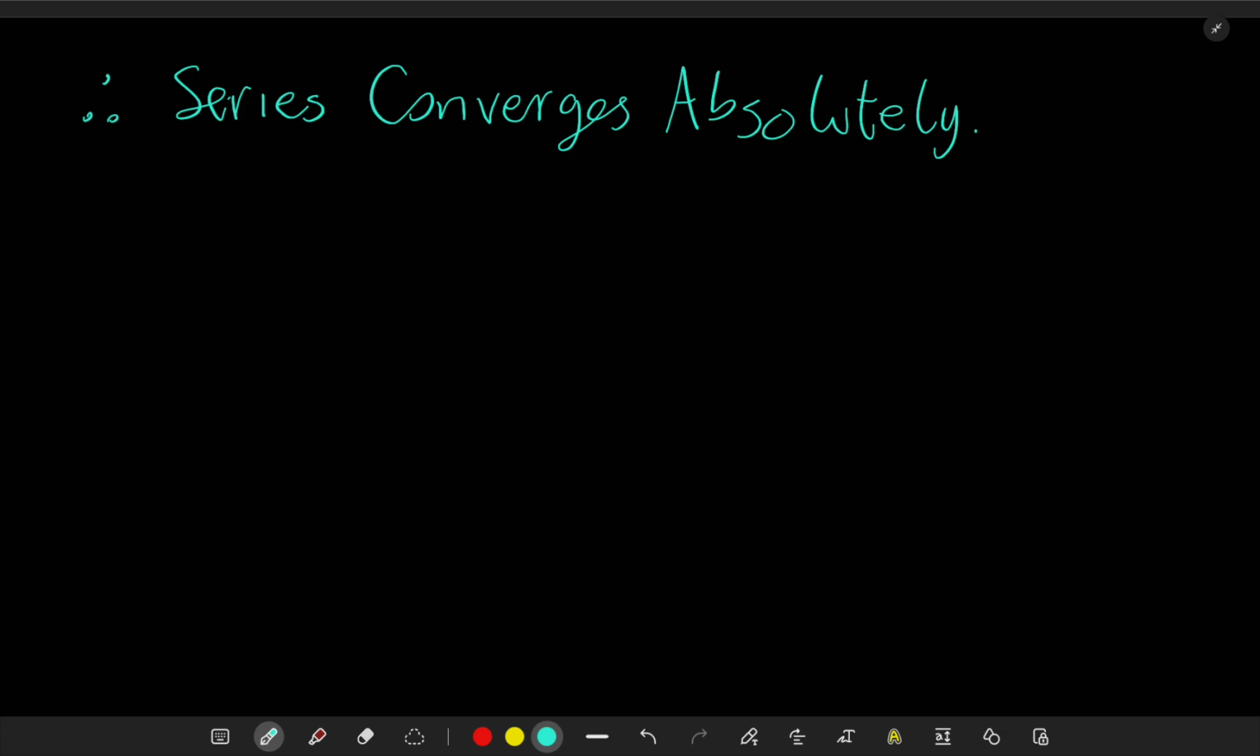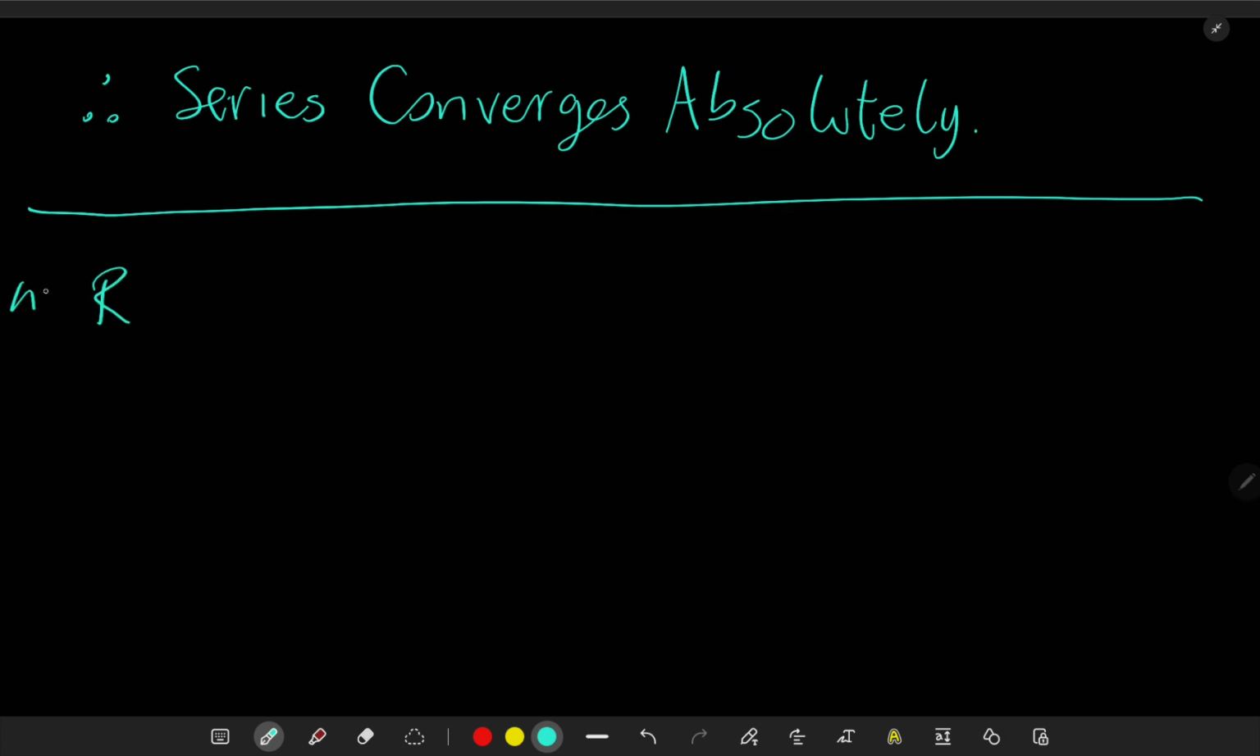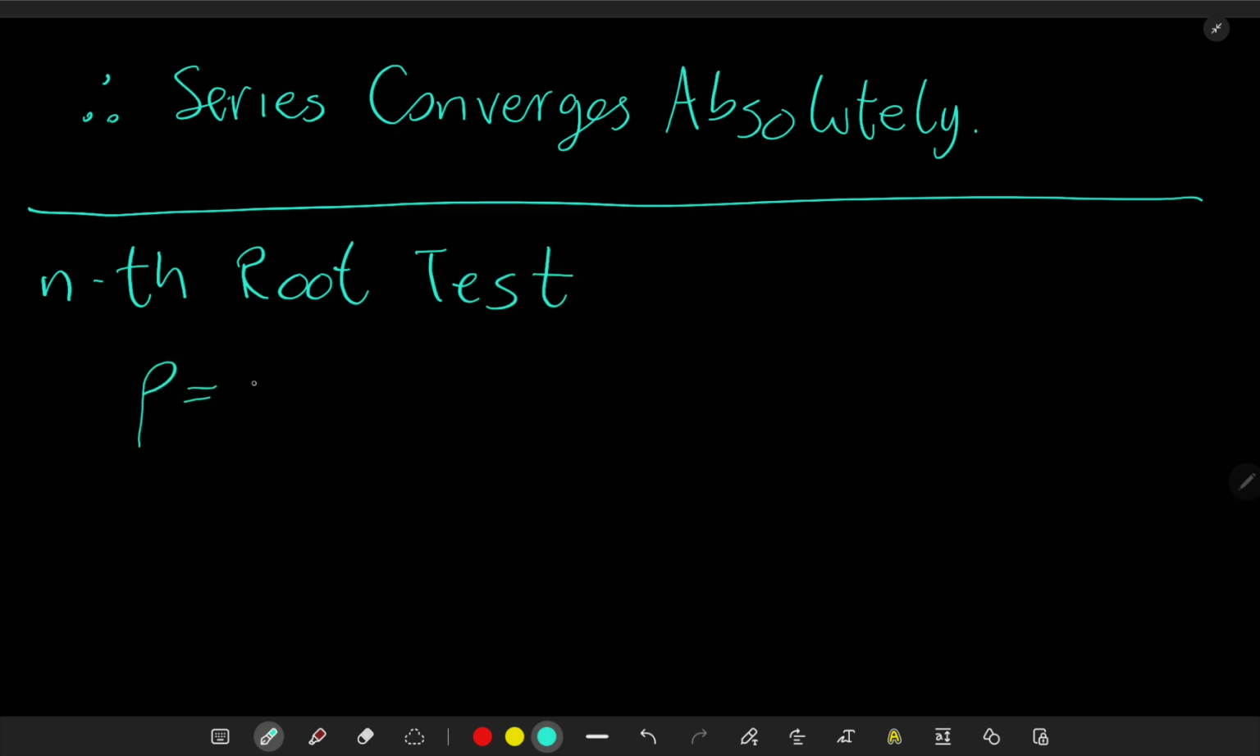However, if you only have powers of n, not just any power, but powers of n, the best test you can do is called the root test, because you're going to be doing the nth root test, if you will. So let's write nth root test. Now rho is defined as the limit as n goes to infinity of the nth root of the absolute value of a sub n.